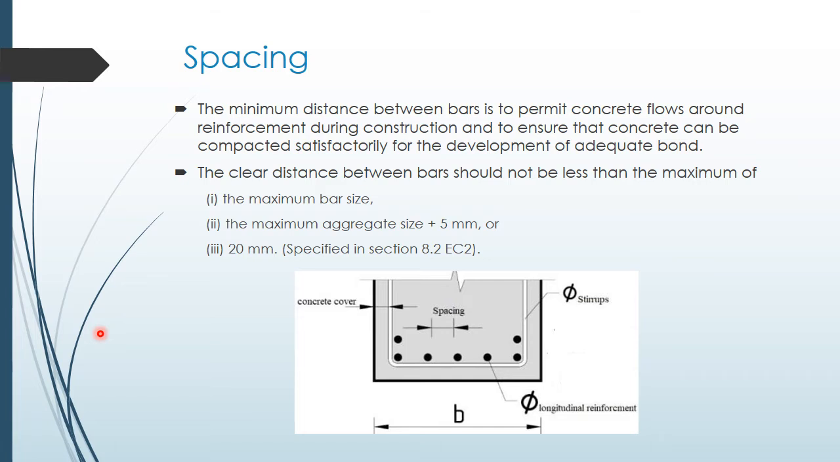When we have determined the number of bars required for our beam, we should arrange the bars. The spacing between bars should permit concrete to flow around the reinforcement during construction and ensure that the concrete can be compacted satisfactorily for the development of adequate bond. The clear distance between bars should not be less than the maximum of bar size, aggregate size plus 5 mm, or 20 mm, as specified in Eurocode 2.